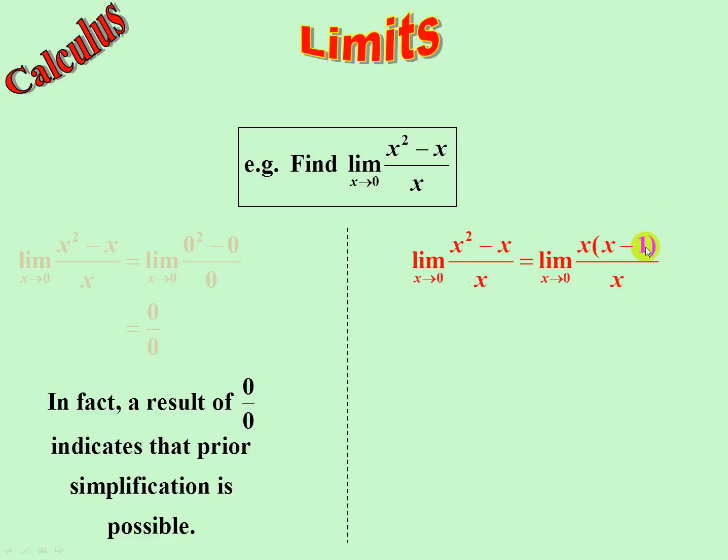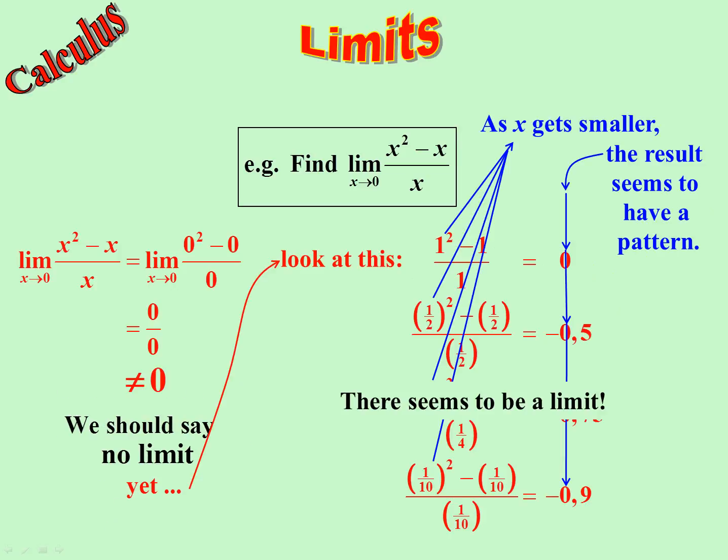But x is not equal to 0. X is tending to 0, but it's not 0 itself. So we're allowed to cancel the x's, and there we are. Now we can substitute, and there's our limit, -1. And that's what those numbers were doing. Remember? There we are, going towards -1.